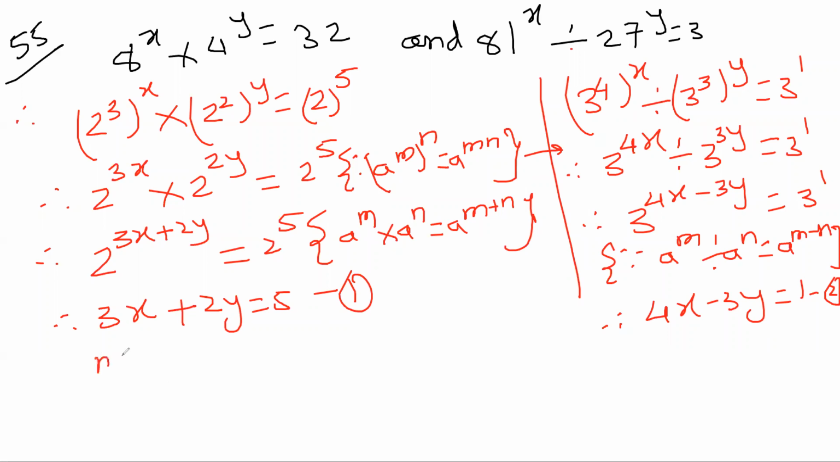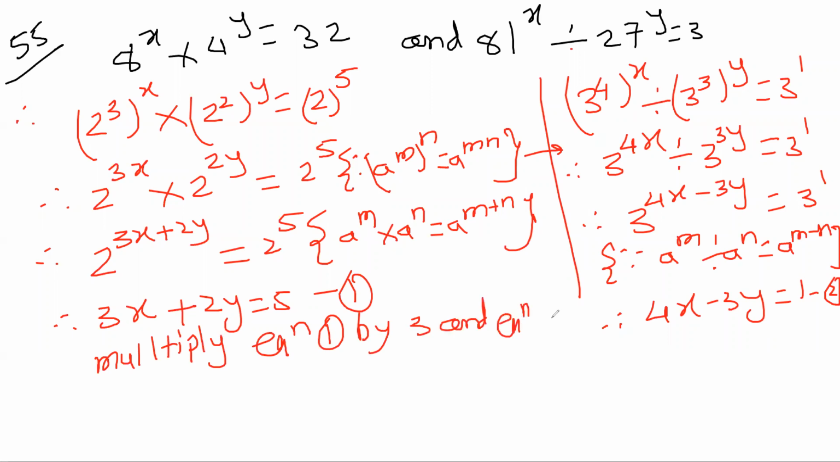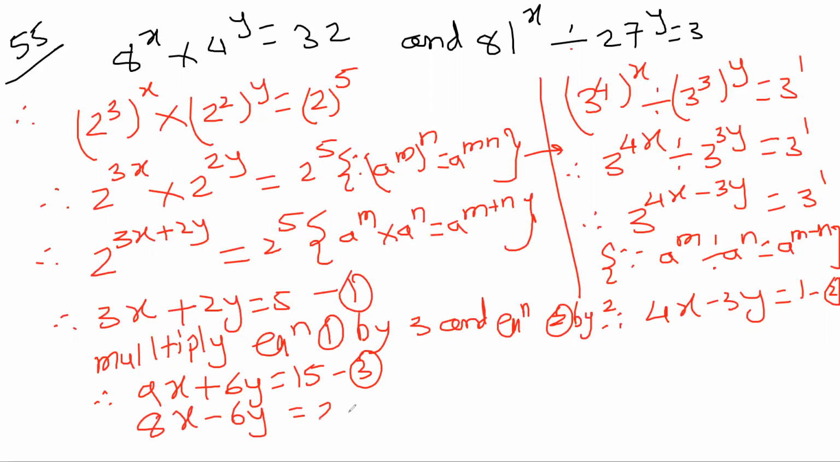So I will multiply equation 1 by 3 and equation 2 by 2 because they both will become minus 6. So when you multiply equation 1 by 3, you get 9x plus 6y is equal to 30. Sorry, 15 plus... equal to 30. And when you multiply equation 2 by 2, what do you get? 8x minus 6y is equal to 2. Now you have to add them.